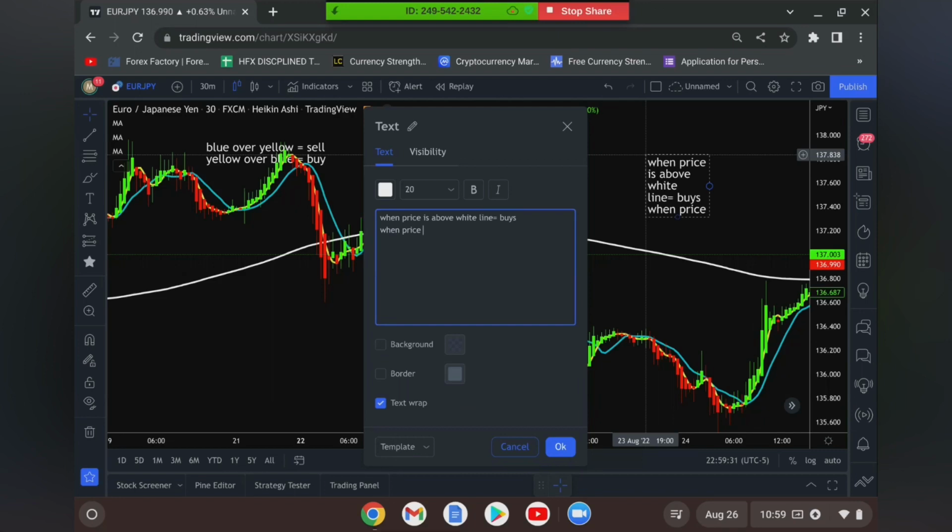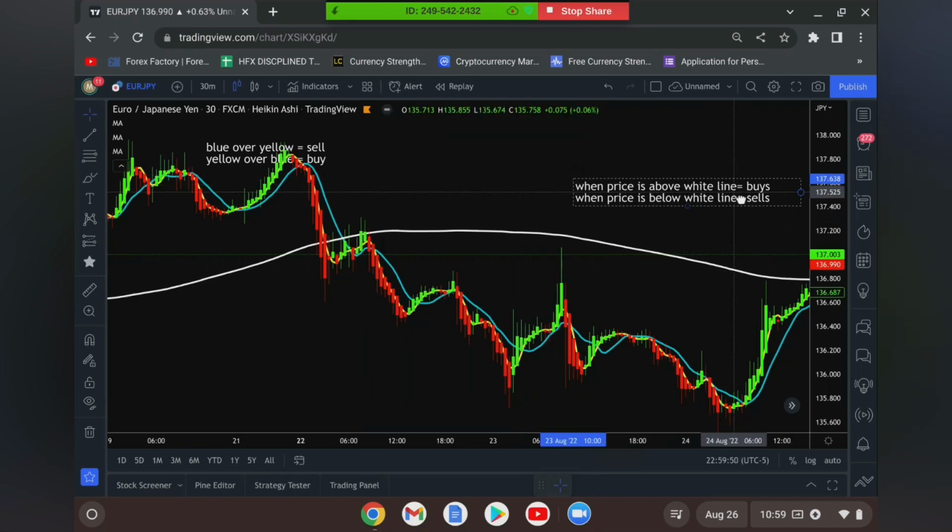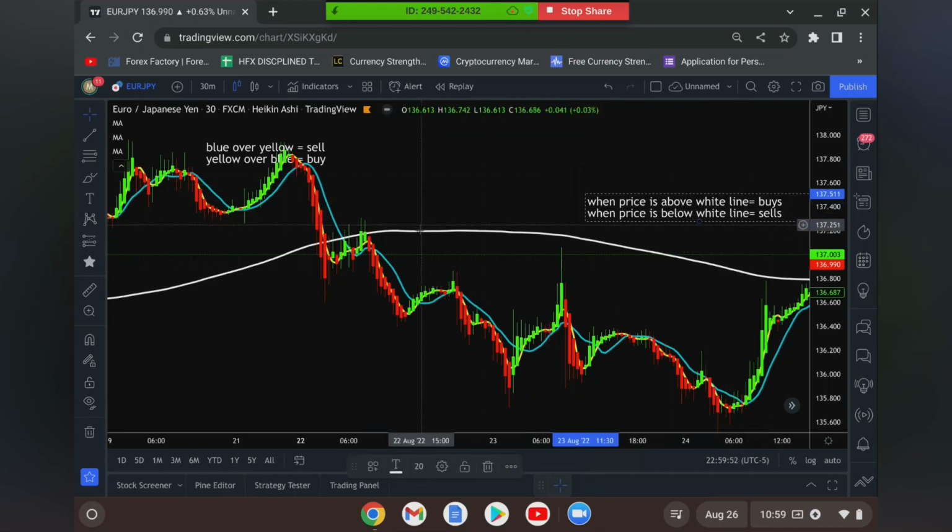When price is below the white line, you are looking for sells. All right? It's literally this simple. So we have our white line currently above price, right? When price is below the white line, we are looking for sells, right? We got price below the white line, so that means we're looking for sells.